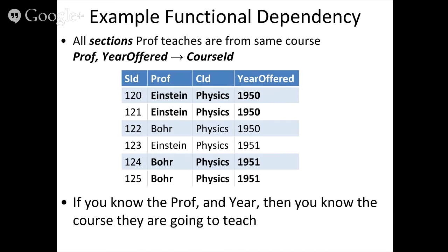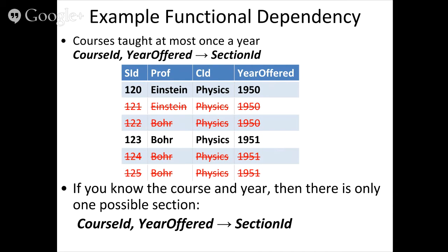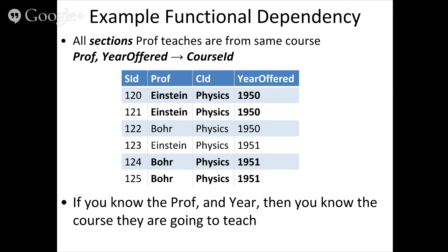And so, for instance, if you know the professor and the year, then Einstein was teaching physics in 1950, and Bohr in 1951 was also teaching physics. If you know the professor and the year, you know what they're teaching because of the dependency. But the other rule says if you know the course ID and you know the year offered, there can only be one section. So notice that the data that was already there did not break the rule.